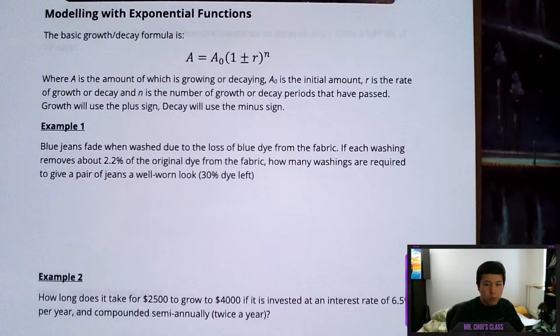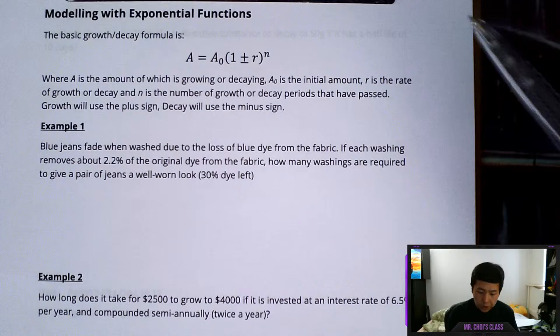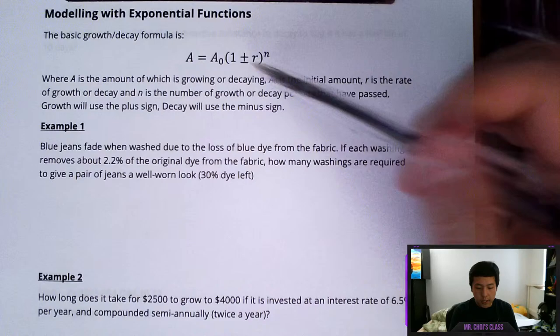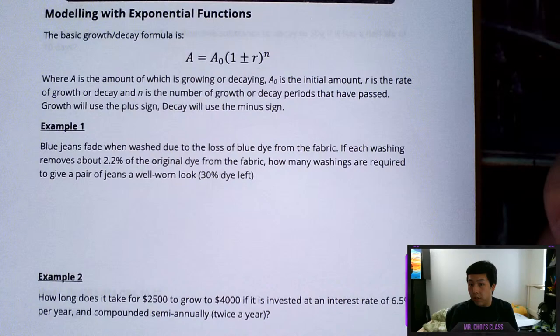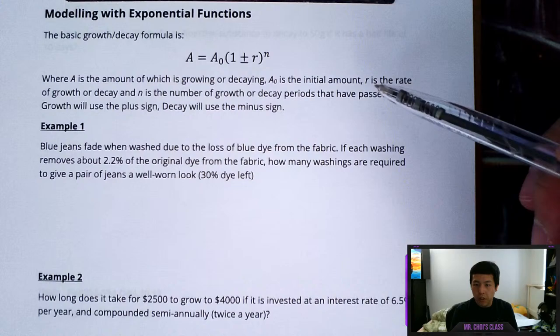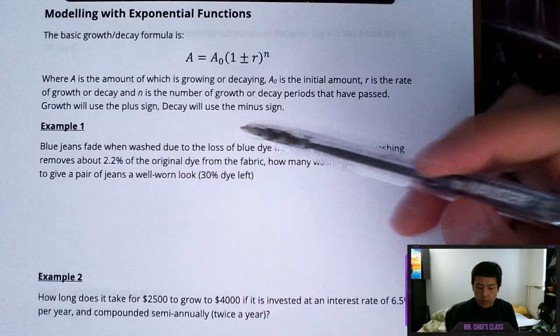So when we talk about our exponentials, we use this general equation here. So the basic growth or decay formula is given as A is equal to A naught, bracket 1 plus or minus r, to the power of n. A by itself is the final amount, right? A naught is the initial amount you started with. R is the rate of growth or rate of decay. And n is the number of growth or decay periods that have passed.